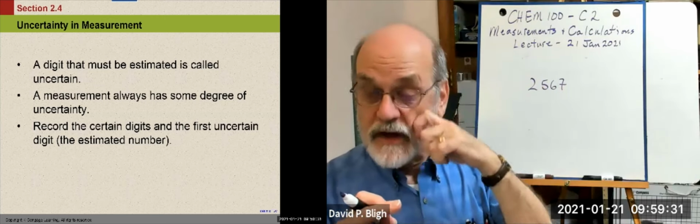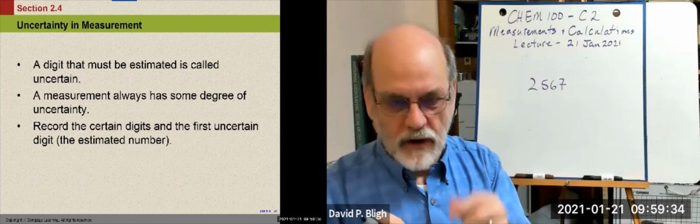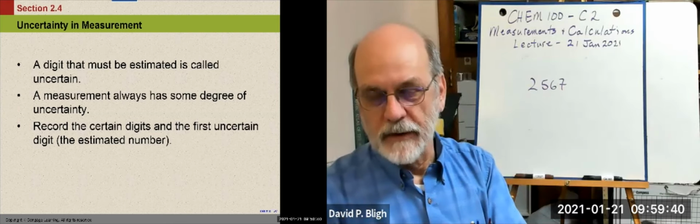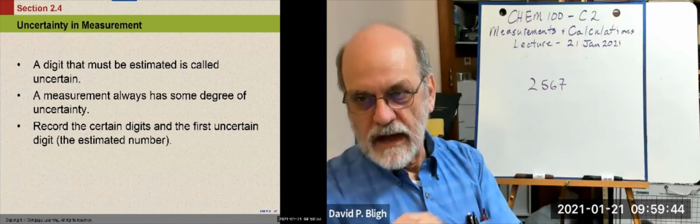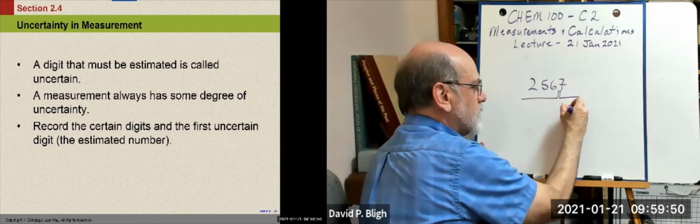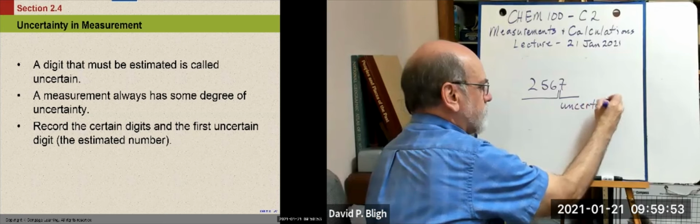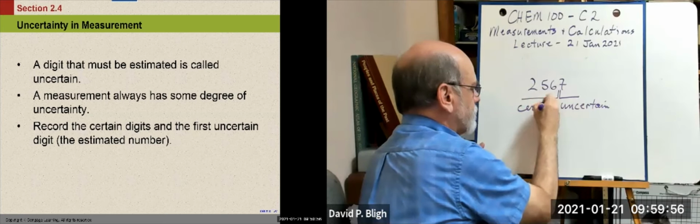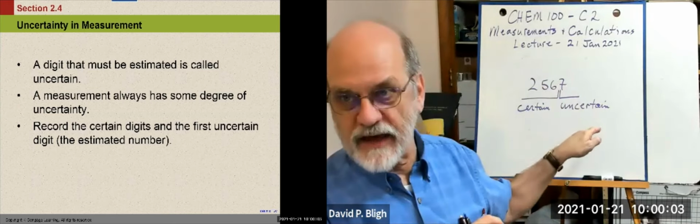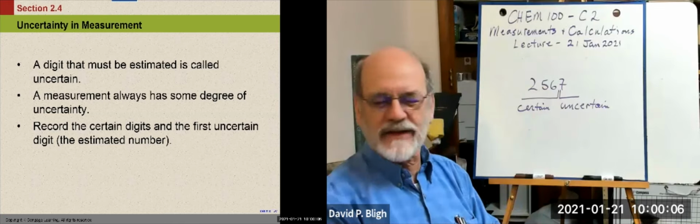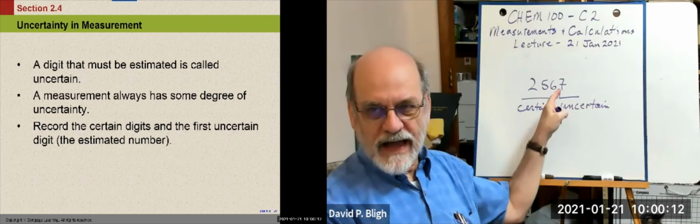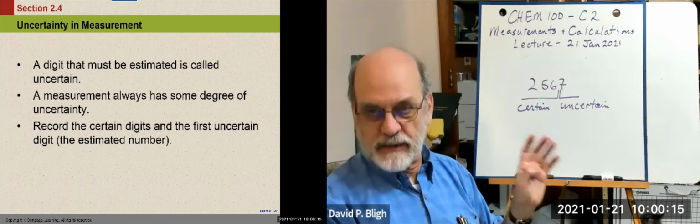So that is, the certain digits, they're hard and fast. You know that they're not going to change. Those are the certain parts of the number. But there are uncertain parts. And the uncertain part is always assumed to be the last digit. Okay? So when you make a measurement, another word for uncertain is guess. I'm taking a guess about that last number. So when you make a measurement, be sure to include the last digit as a guess, an estimate.